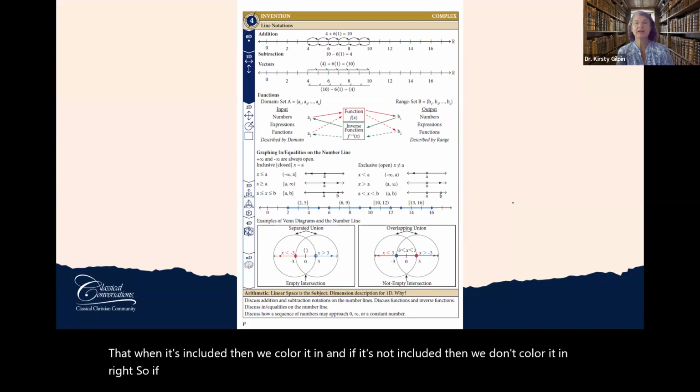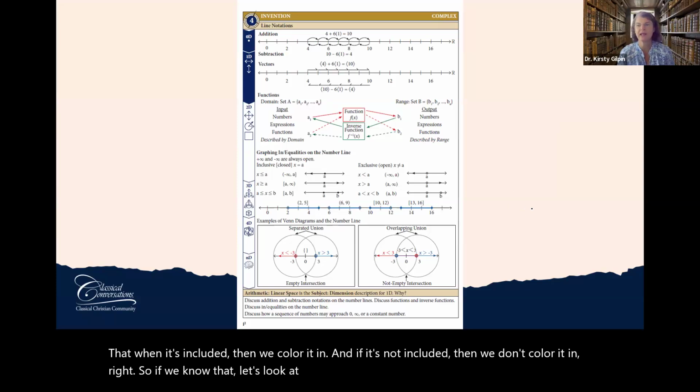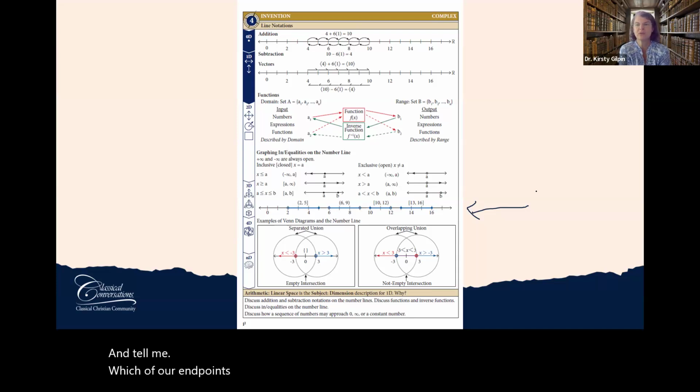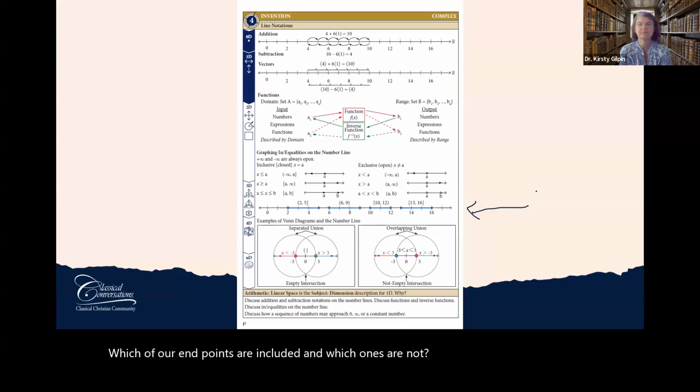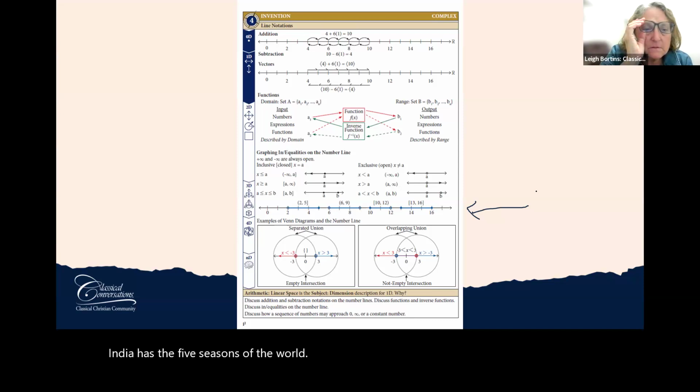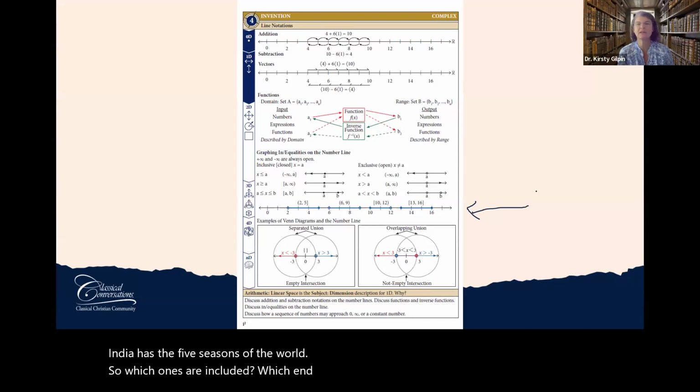So if we know that, let's look at our example number line here. And tell me now which of our endpoints are included and which ones are not. If there is a parentheses, it's the one that is not included. And if there's a bracket, it's the one that is included. Yeah. So which ones are included? Which endpoints are included?